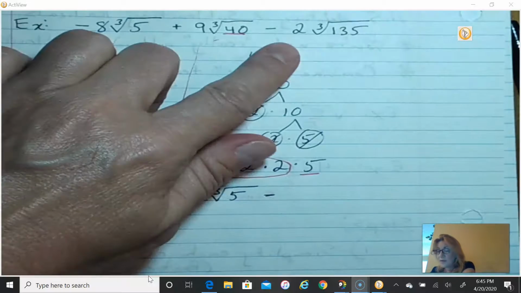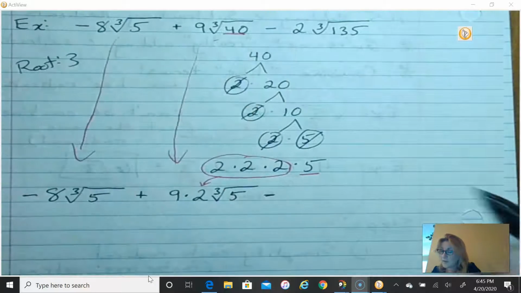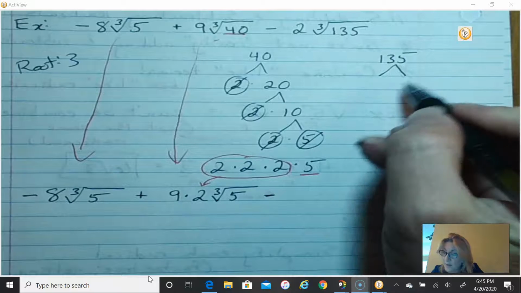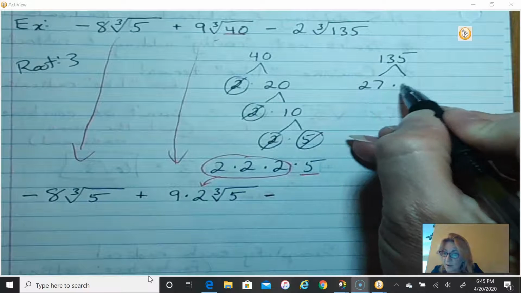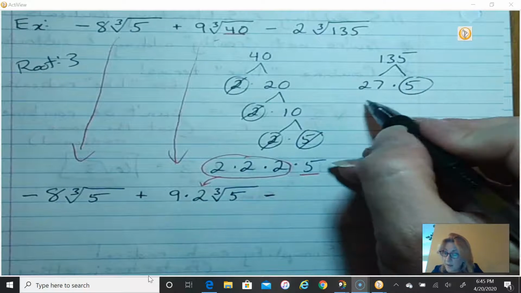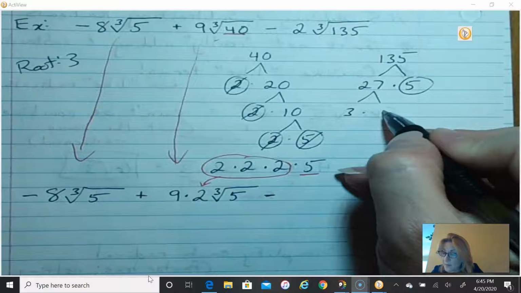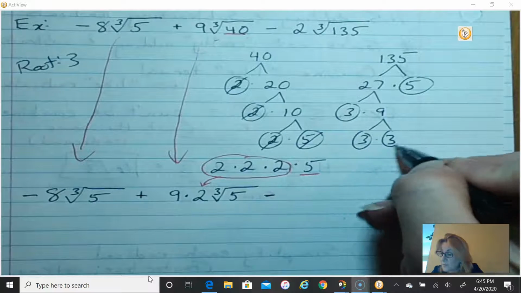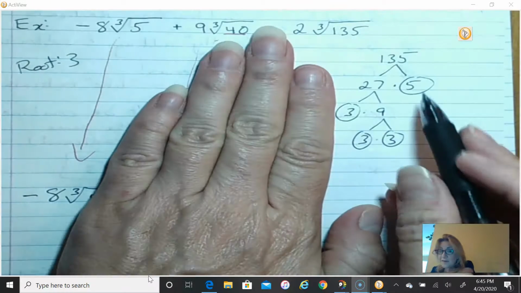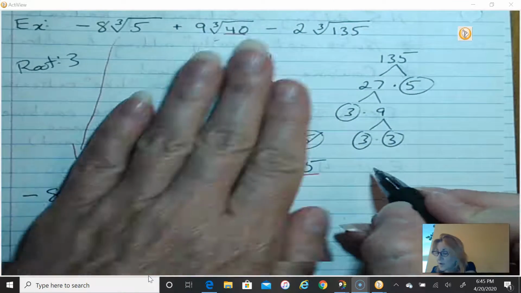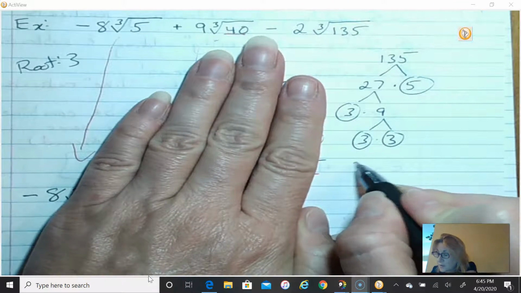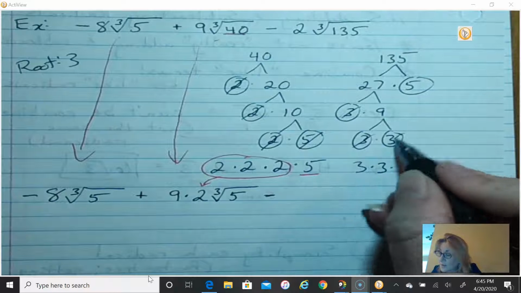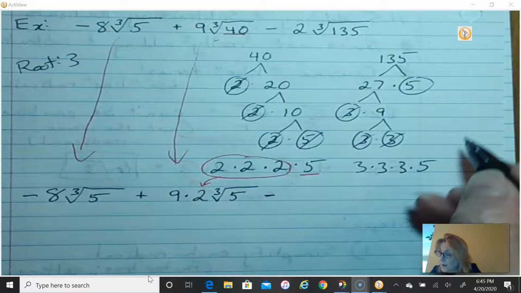Now we're doing this term. So I got to do my factor tree of 135. I can do 27 times 5, 3 times 9, and 3 times 3. All right, I'm going to write it down because remember, this is separate. It's not like when you're multiplying and you combine it all. So 3 times 3 times 3 times 5.